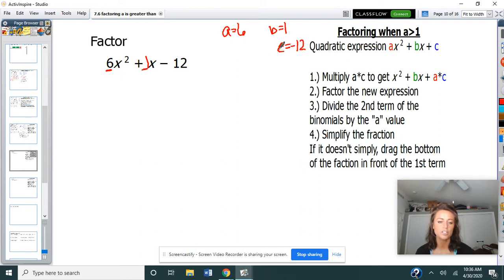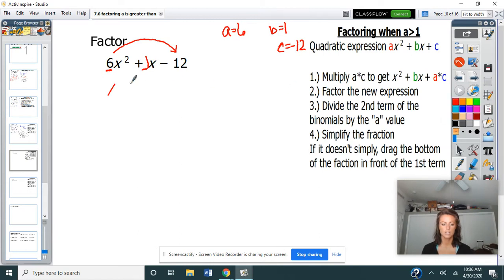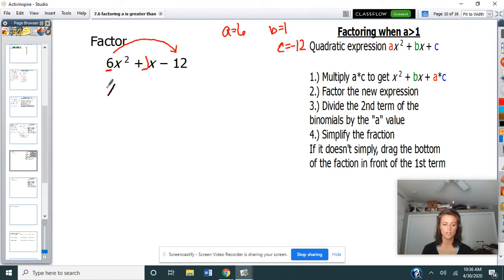All right, so we're going to just follow the steps here. Remember, if A is not 1, first step, multiply A times C. So we're going to bring the 6 to the C and multiply it. Bring down the x squared. Bring down the 1x. And then 6 times negative 12 is negative 72. So step 1 is done.